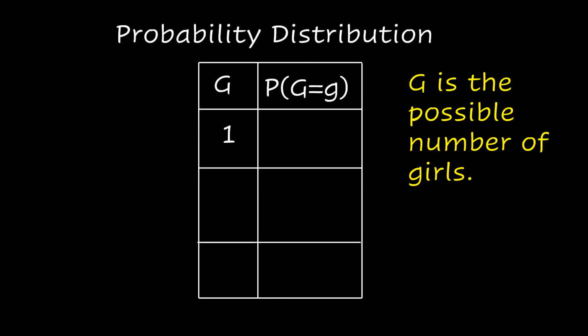It's also possible that the representatives of the class will have 2 girls, in other words, 2 girls and a boy. It's also very possible that the 3 representatives of the class are all 3 girls. So these are the 3 possible values for G. We are now going to compute the probability of each of these values.